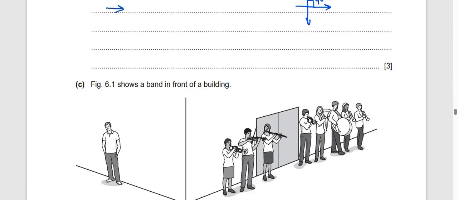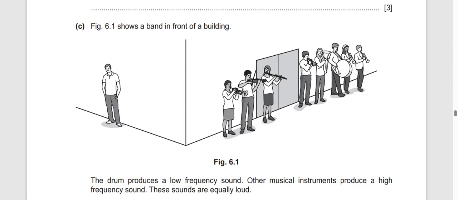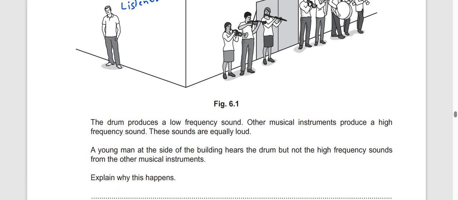Now you can see that here comes the question. It shows a band in front of the building. Now this is the corner over here. There is a guy who is a listener, who is listening to this song. So there is a man who is playing the drum, and it produces the low frequency. Remember, low frequency means high wavelength, right? There will be more wavelength to it, right?